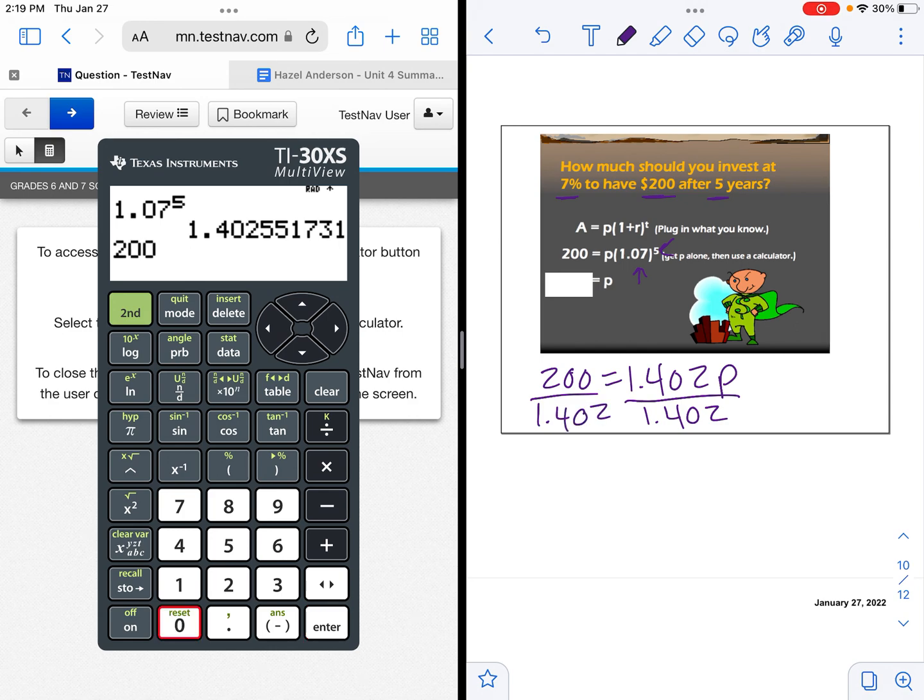So I'm going to take 200 and I'm going to divide it by my previous answer, and we'll talk about this more tomorrow. I have to invest $142.60.